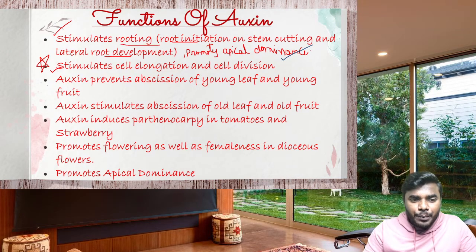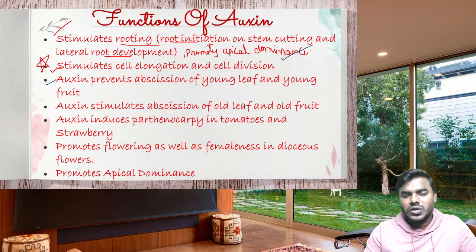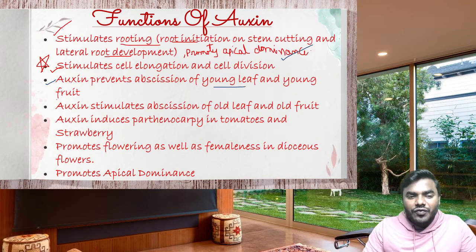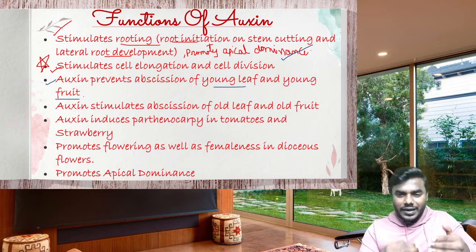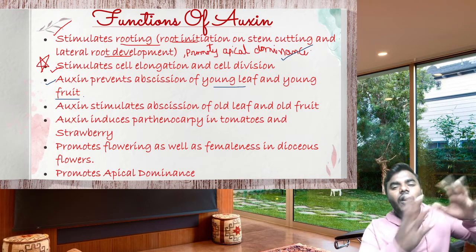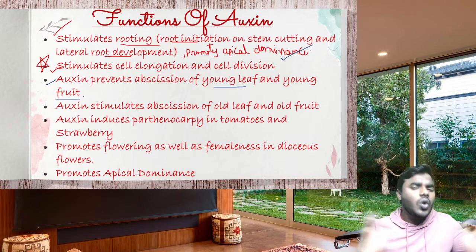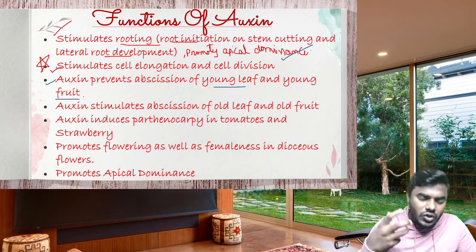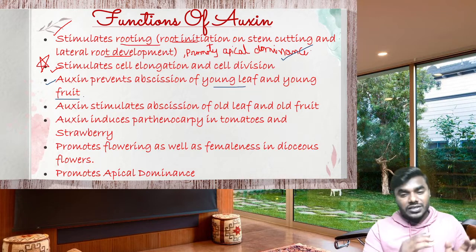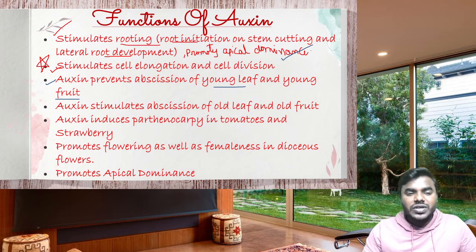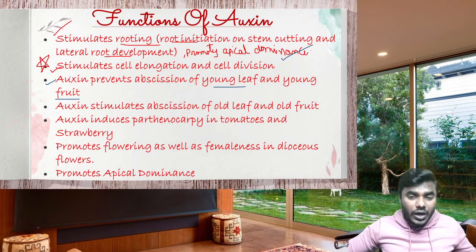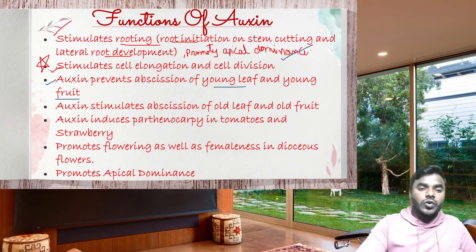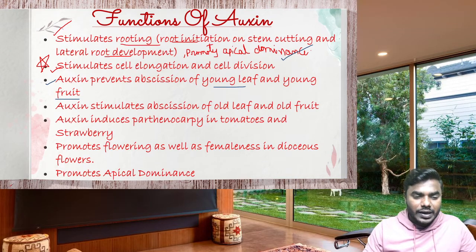Now auxin prevents, see, such an important step it is also. Auxin prevents abscission of young leaf and young fruit. Friends, you only try to understand, do you think young leaf and young fruit will fall down on their own? No, until and unless there is a hormonal imbalance or any disease or condition, only then they fall. You know what is the speciality of auxin? When the auxin is present in the plant body, auxin never ever allows the young leaf and young fruit to fall down. Always keep that in your mind.